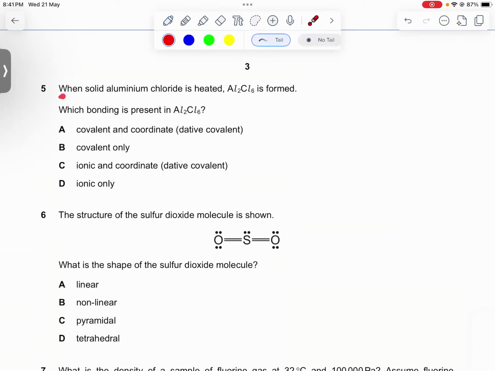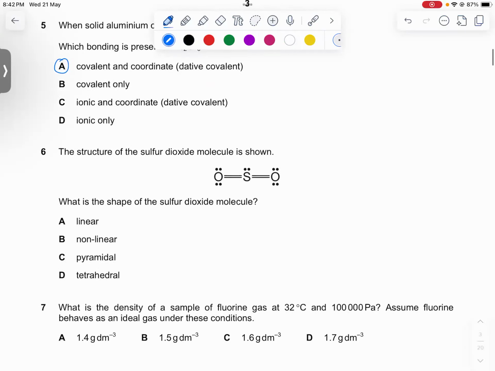Next question. When solid aluminum chloride is heated, Al2Cl6 is formed. Which bonding is present in Al2Cl6? All right. In Al2Cl6, we know that it is a simple covalent compound, so it must contain covalent bonding. And then we also know that it contains dative bonding because two chlorines in the Al2Cl6 are donating both their electrons to aluminum, right? A diagram of it is also present in the notes. You can go visit that.